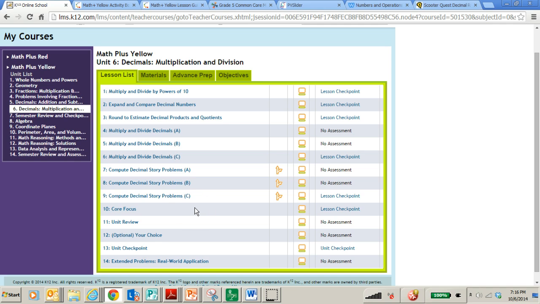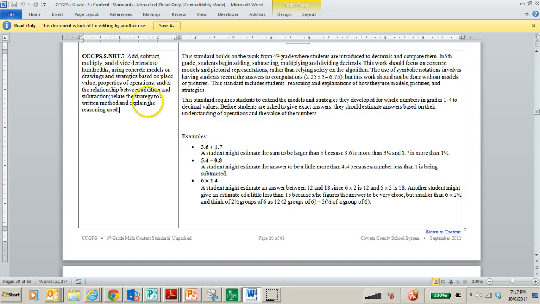But I will say that some of these activities go into numbers that are larger than your child will see on the end of the year assessment, and they do go into the standard algorithm, which follows a very procedural step-by-step approach to decimals, and that is also not something that is talked about in the standards. In fact, let me show you the standard before we get going.